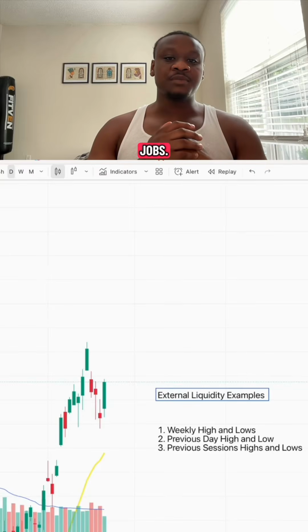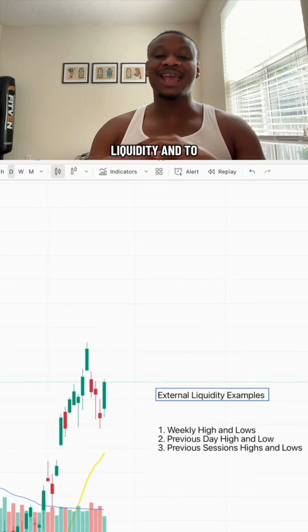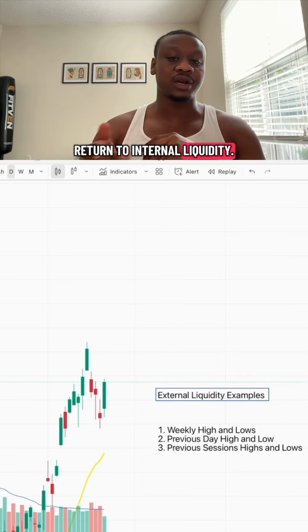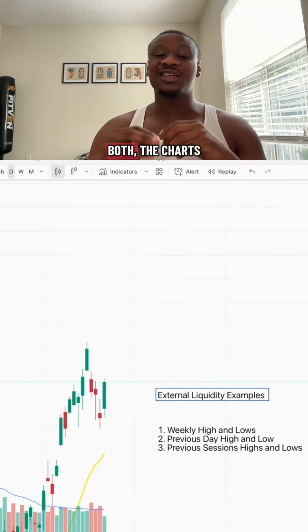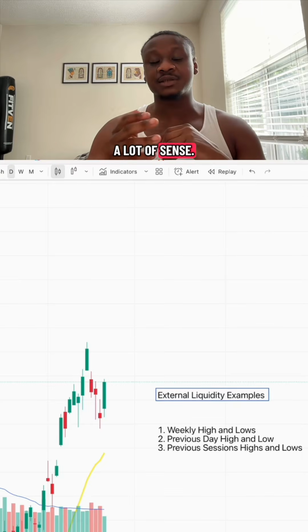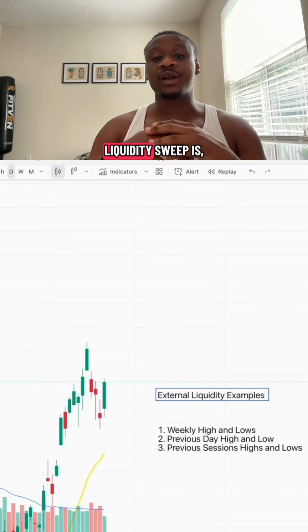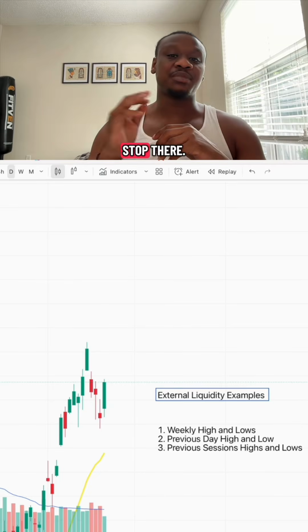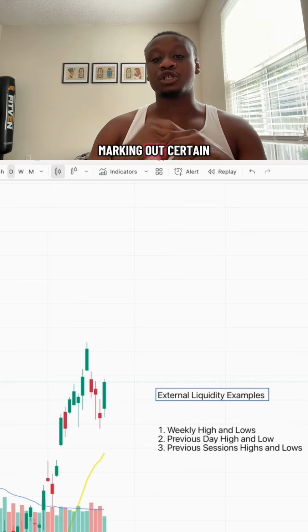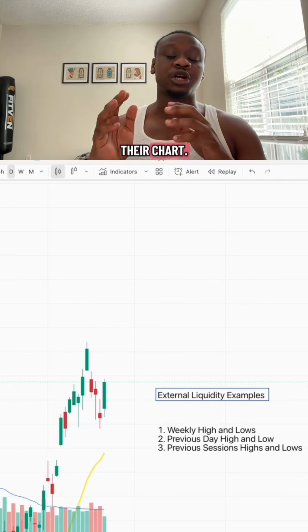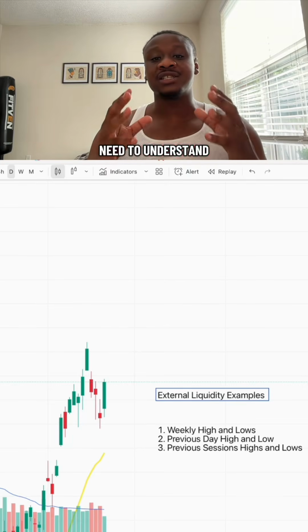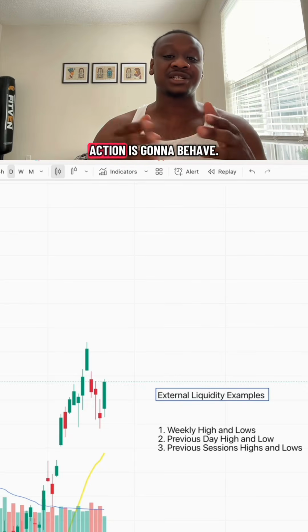Price has two jobs: to sweep external liquidity and to return to internal liquidity. Once you understand both, the charts start to make a lot of sense. So most traders learn what a liquidity sweep is and they just stop there. They just start marking out certain swing highs and swing lows on their chart, and they think that's all they need to understand how price action is going to behave.